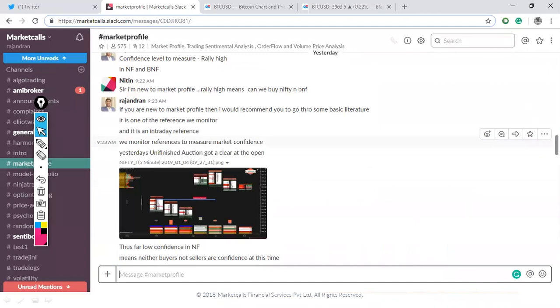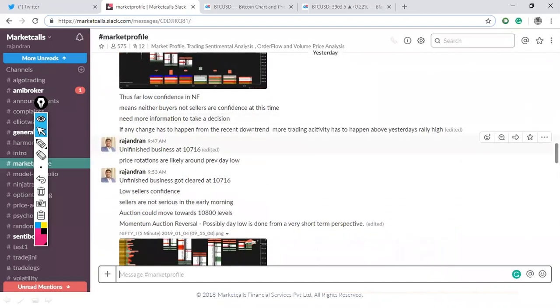So initially at the morning opening itself, we'll be able to say that low seller confidence around 9:53. This was my comment: it's a low seller confidence. Sellers are not serious in the early morning. They're not serious because the acceptance is not happening down below the previous day low. Every time price breaks the previous day low, they got back into the reference, right?